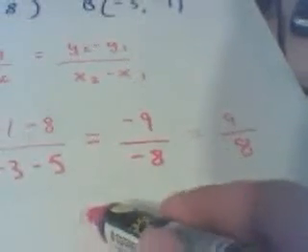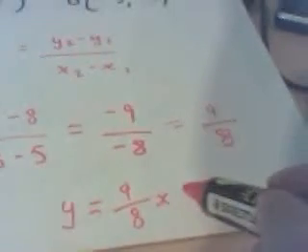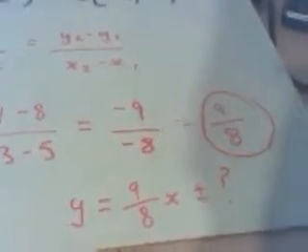You would therefore have an equation in the form of y equals 9/8 of x plus or minus a certain number. But the gradient we're looking for is 9/8.